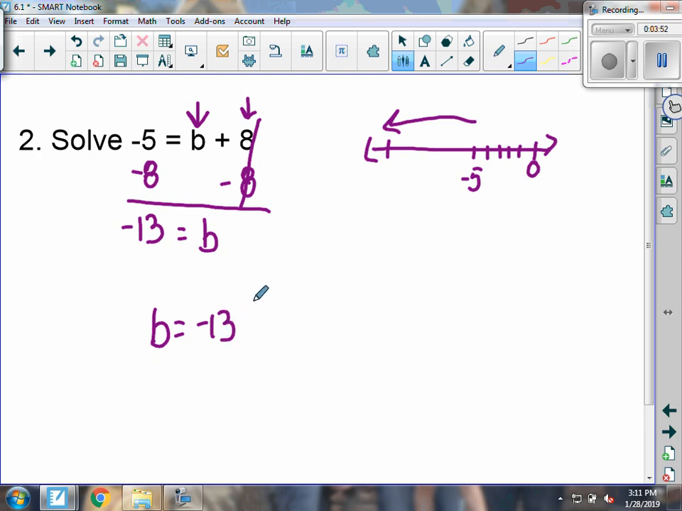The biggest thing that I'm looking for is 1, I need to see your original expression. 2, I need to see what you are doing to that expression. Okay, are you adding, subtracting, multiplying, or dividing? Right now we're starting with subtracting. And 3, what is your answer? So I need to see all 3 parts as we work these out.